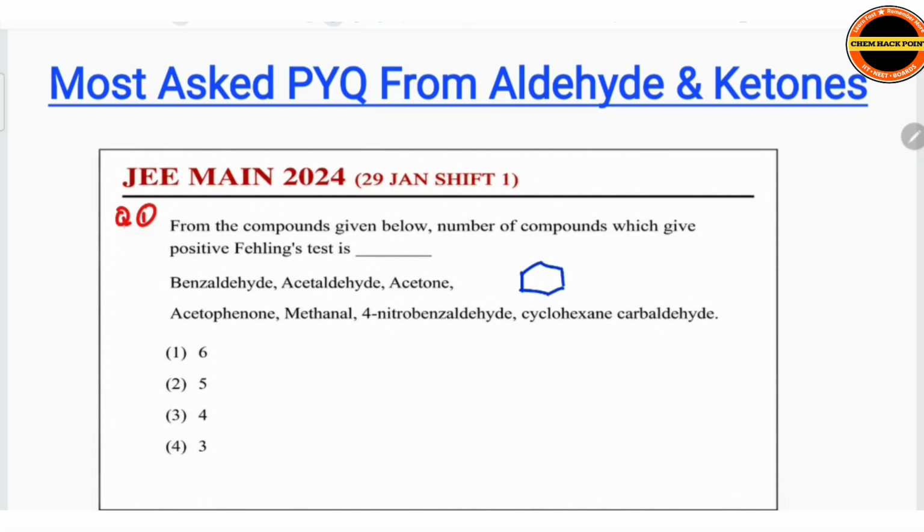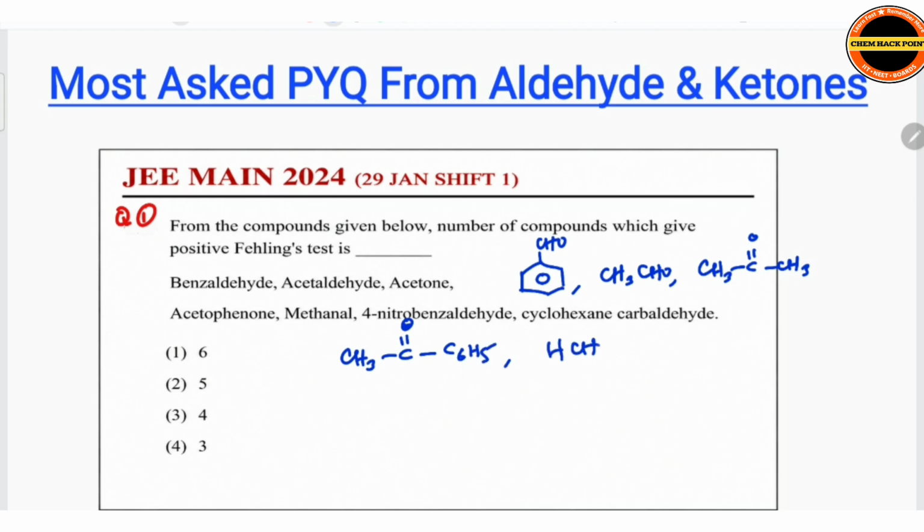So here once observe it, it is benzaldehyde, acetaldehyde, it is given, acetone which is a ketone. So here it is a ketone, acetophenone, that is aceto group as well as here phenyl group, acetophenone C6H5. Methanol which is formaldehyde, 4-nitrobenzaldehyde. So here it is 4-nitrobenzaldehyde and followed by cyclohexane carbaldehyde. So cyclic, here it is carbaldehyde CHO.